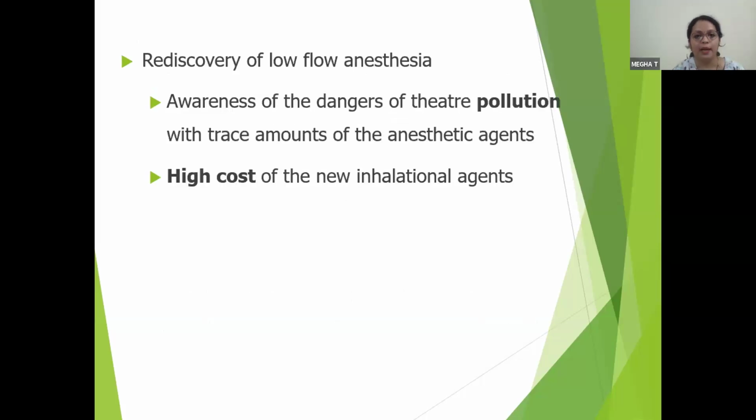But later on, because of the awareness of the dangers of theater pollution with trace amounts of anesthetic agents, and also because of the high cost of the new inhalation agents, the rediscovery of low flow anesthesia occurred. So this was the history.